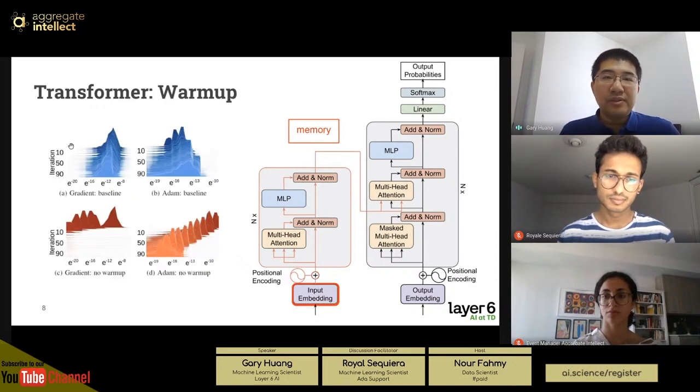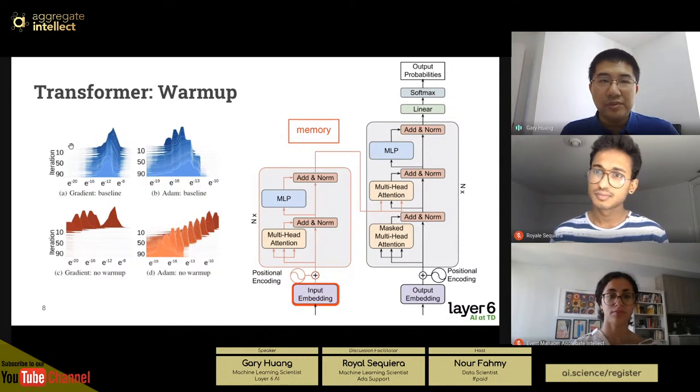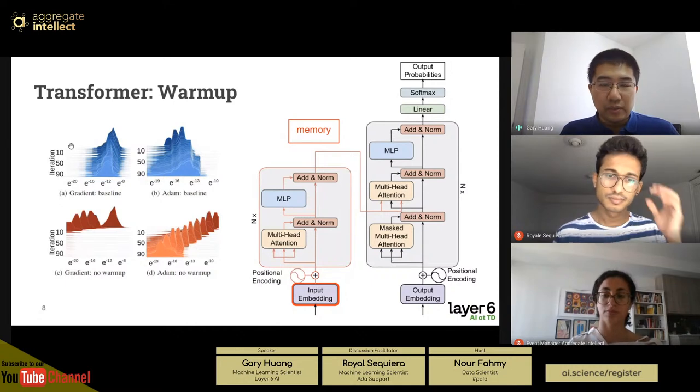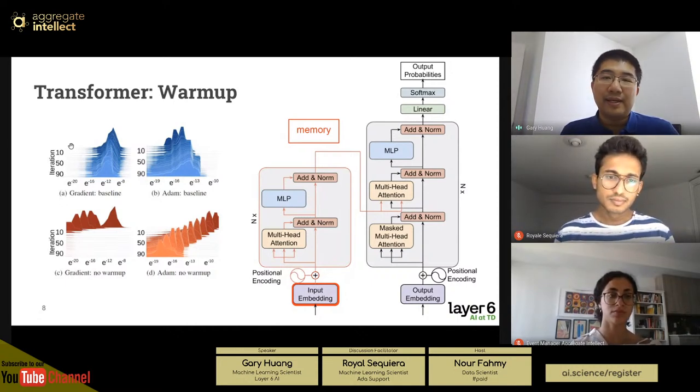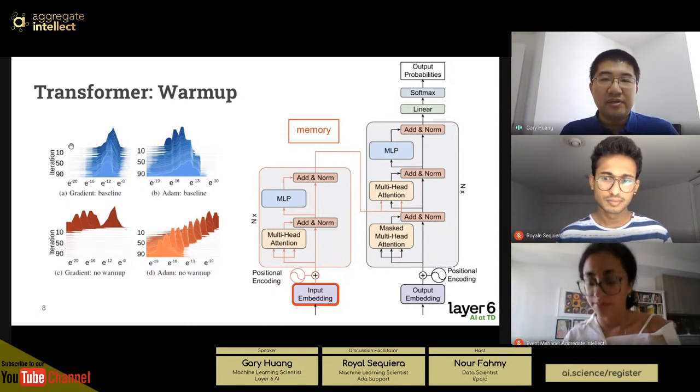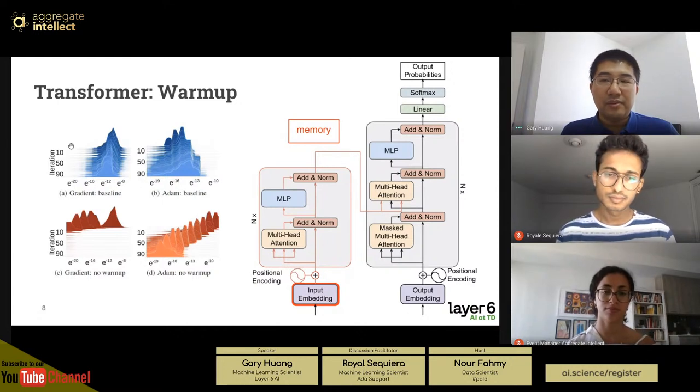We plot the magnitude histogram of both the gradient and Adam updates for the encoder embedding layers of a transformer model during the first 100 steps of training, with warmup in the top row and without warmup in the bottom row. So you can see here, there is a clear indication that without warmup, the error signal backpropagated toward the embedding layer completely vanishes within merely 20 steps. Similar phenomena were observed for the other parameters in lower layers as well.